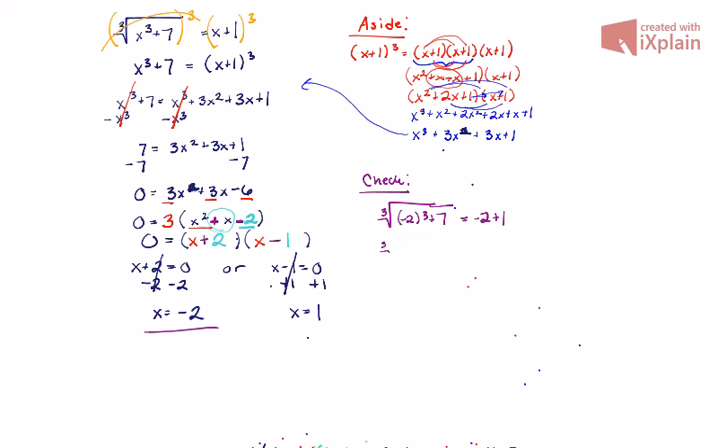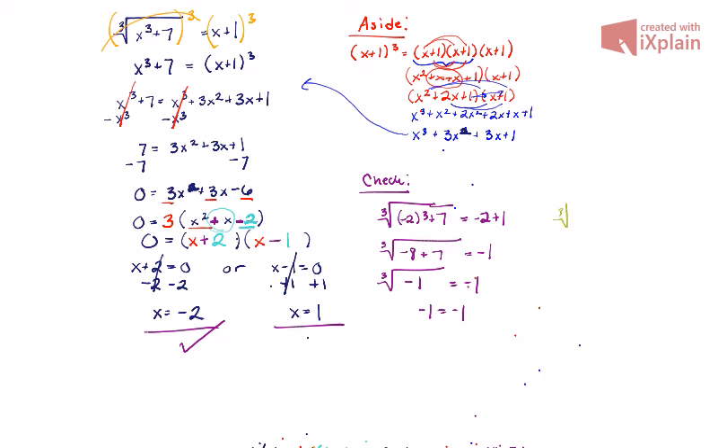So from here we have the cube root of negative 2 cubed would give us negative 8 plus 7 is equal to, well, negative 2 plus 1 is equal to negative 1. Cube root of negative 8 plus 7 would give you negative 1 is equal to negative 1. And the cube root of negative 1 is negative 1. So this checks. Now let's go ahead and try x is equal to 1.